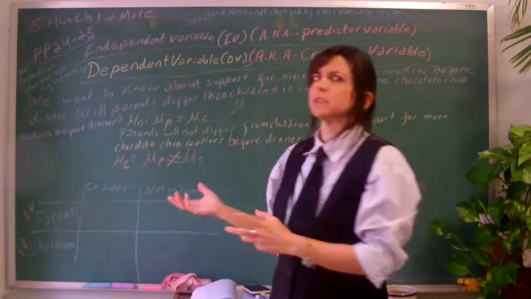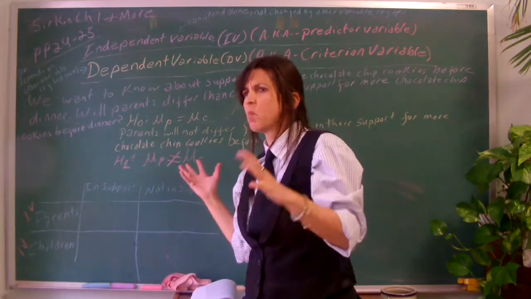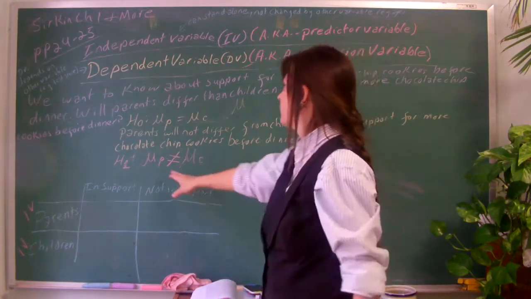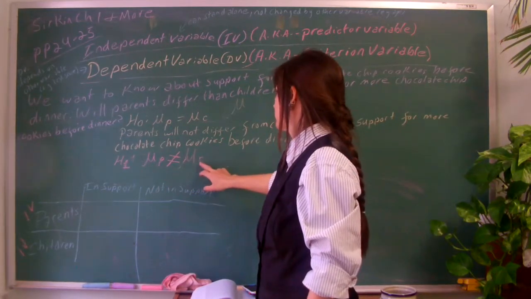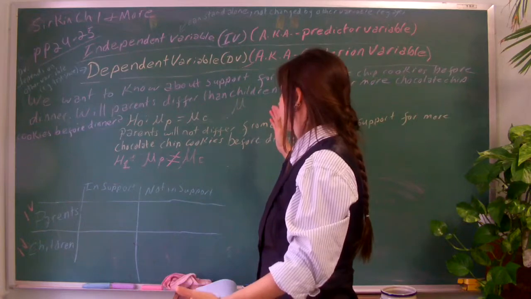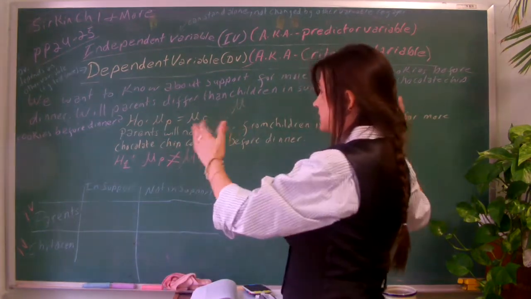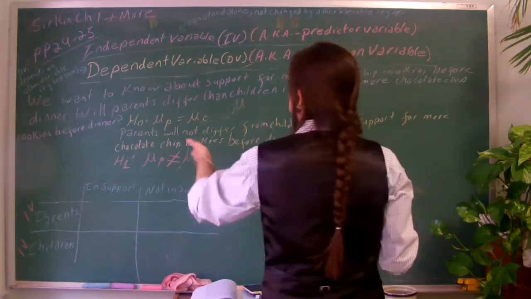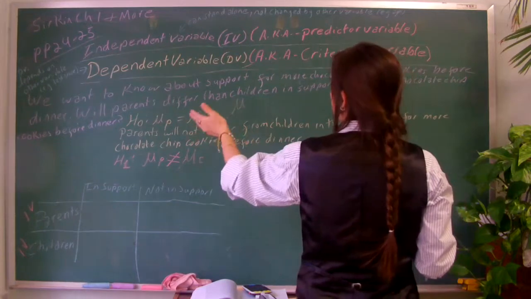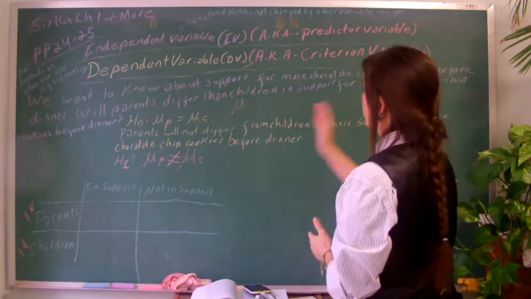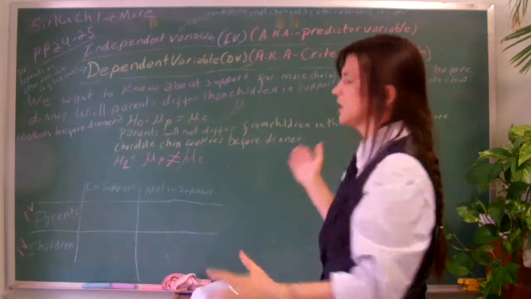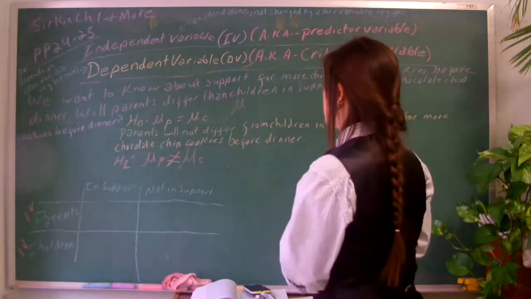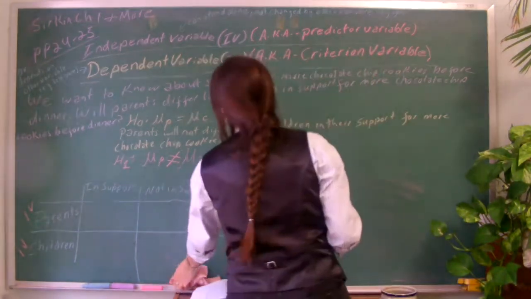Then we have an alternate hypothesis, H subscript 1. What do you think will happen? Let's say we're clueless about who would like chocolate chip cookies more. So we put mu subscript P is not equal to mu subscript C, which says there's going to be a difference. Parents will differ from children in their support for more chocolate chip cookies before dinner, but we're uncertain which one will have greater support. That's if we don't know which way it goes.